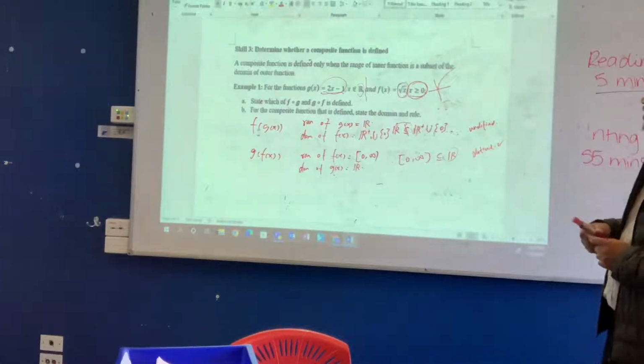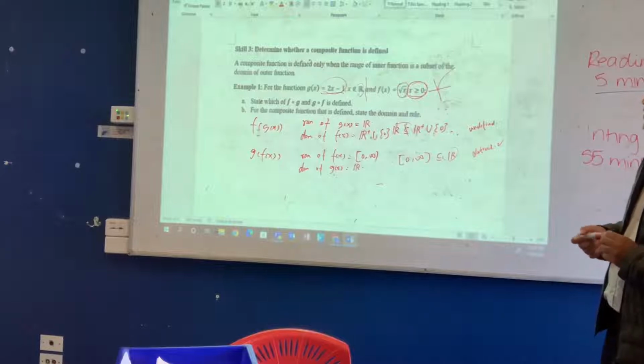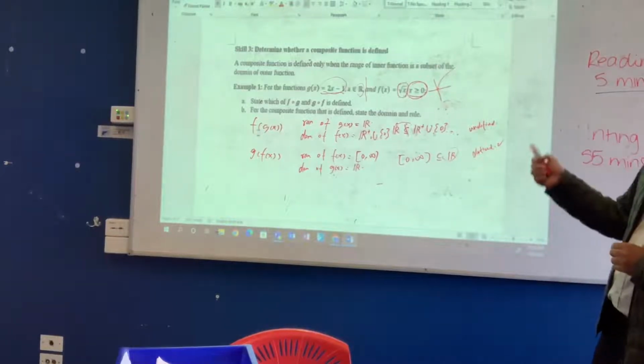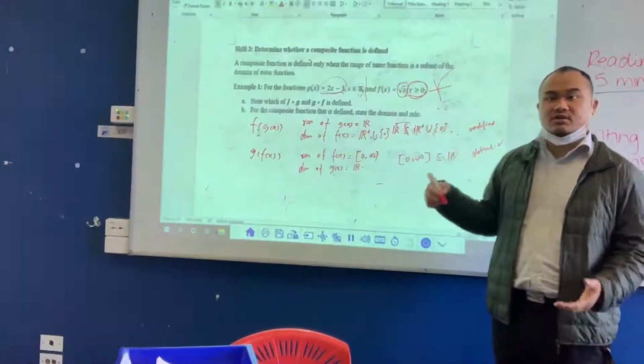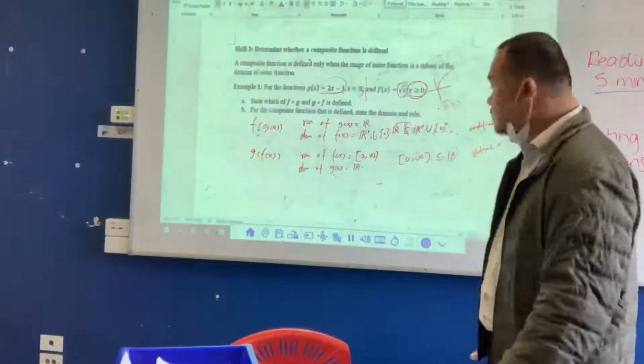If it's defined, then you can find its domain and root. We already know how to find the domain. And what does it mean by root? Root means equation, so the same thing. That's what we did just now.